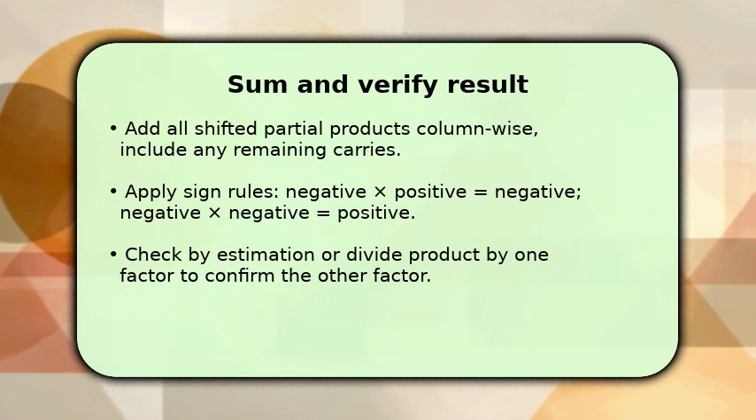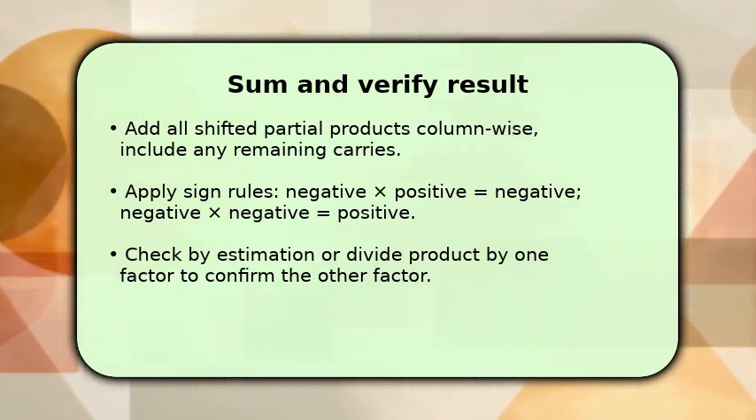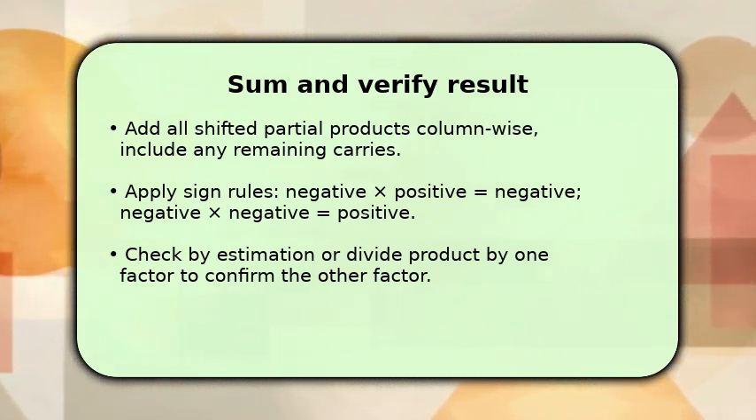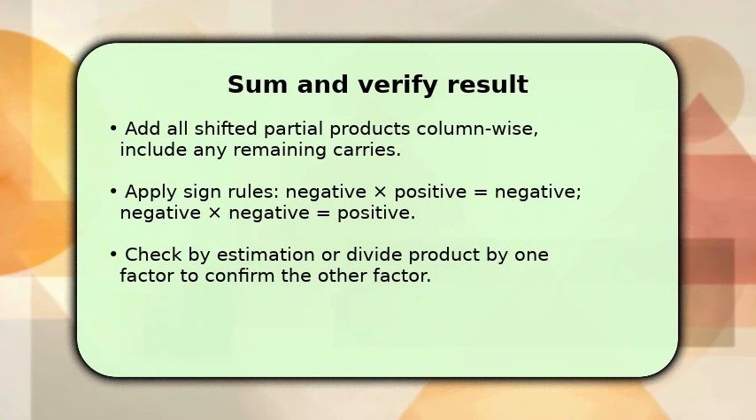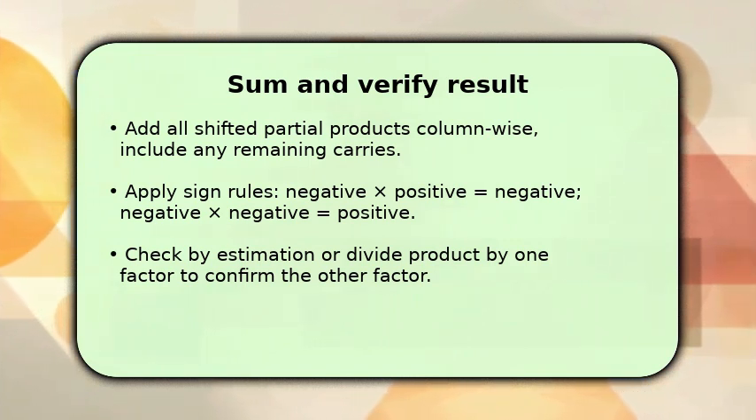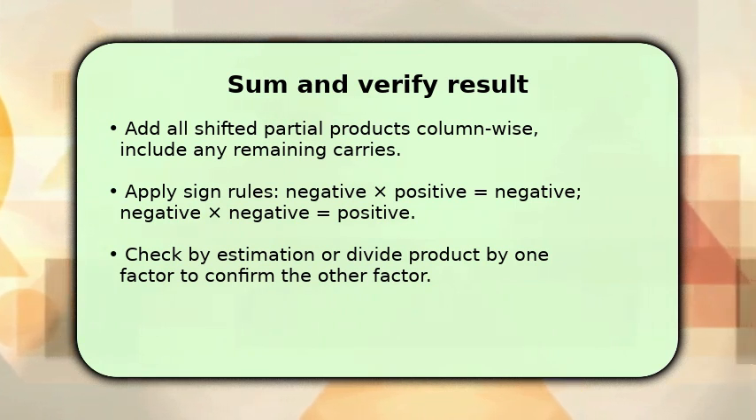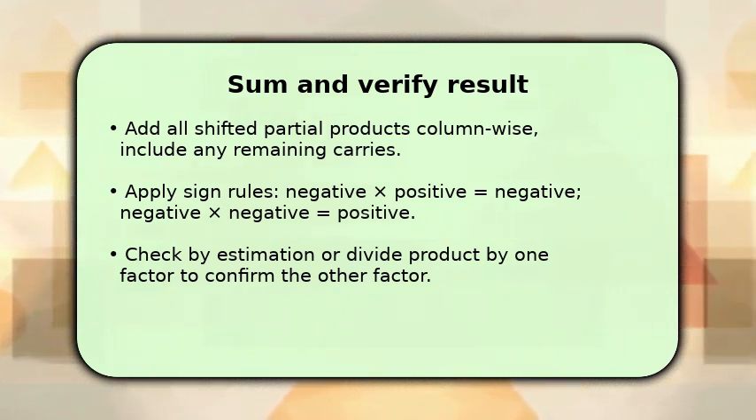To verify, estimate by rounding each factor and checking the product magnitude, or divide the final product by one factor to recover the other. If the result is off, recheck carries and alignment first. Most errors come from misplaced zeros or forgotten carries, so correct those and recompute the affected column.